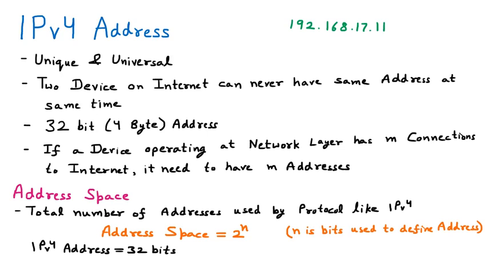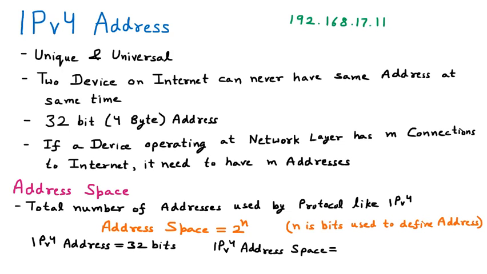So the address space of IPv4 is equal to 2 to the power n, and n is 32, so 2 to the power 32. If we calculate this, it becomes 4294967296, which is nearly more than 4 billion. That means IPv4 can have 4 billion addresses, which is really huge. That means we can connect multiple computers using IPv4.